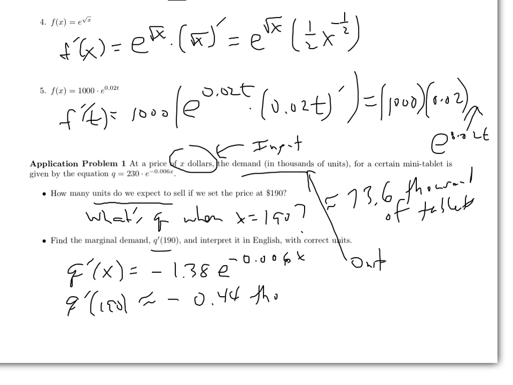And so the derivative is always rise over run, which means it's the output unit per input unit. So this is thousands of tablets per dollar. The inputs are in dollars. So in other words, if you increase the price by $1, it should change your demand by negative 0.44 thousand. So that's about 440 tablets. Your demand drops 440 tablets for every $1 that you raise the price when you're pricing things at the $190 mark.